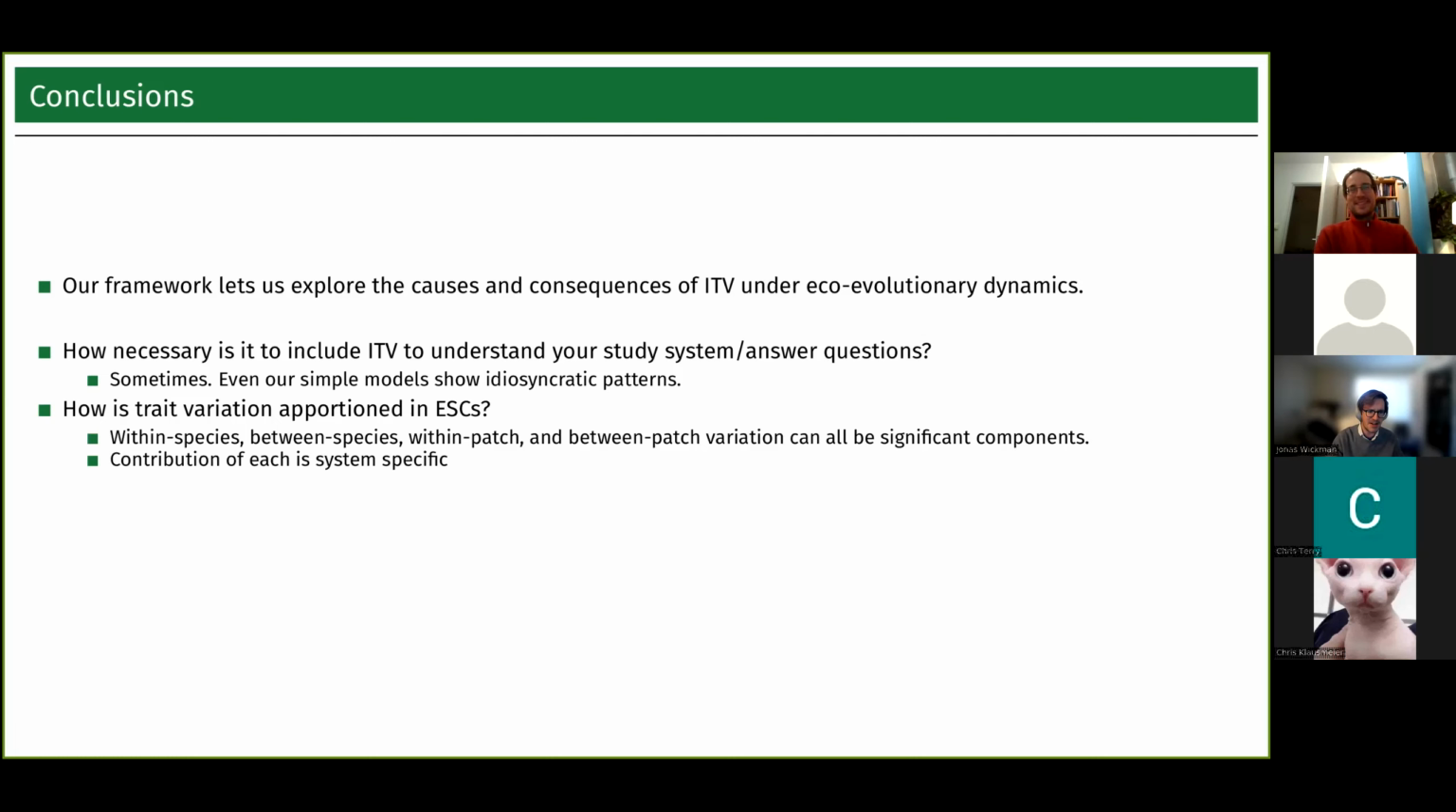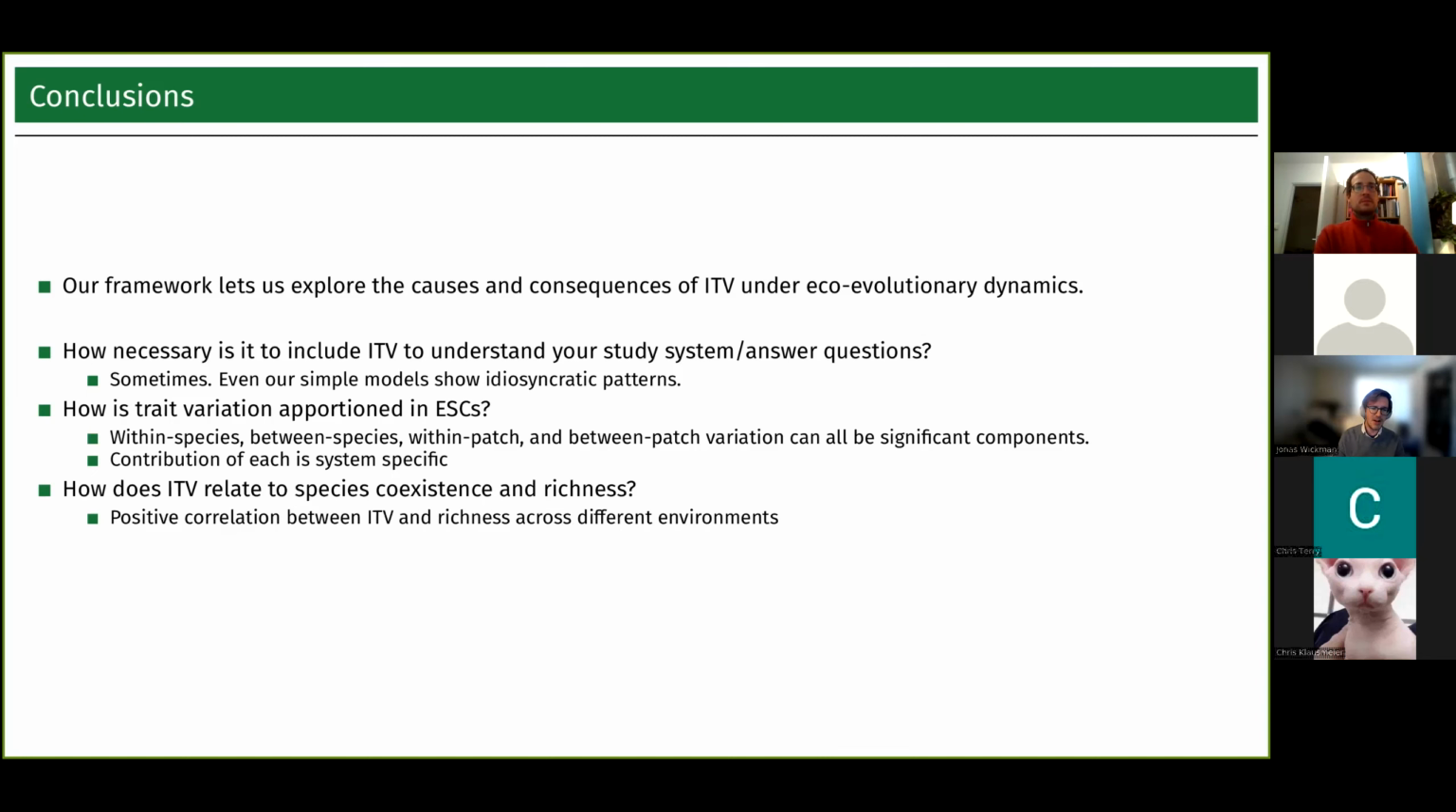But once again, it's highly system specific and hard to predict a priori. And then finally, how does ITV relate to species coexistence and richness? Well, I think it's important to be precise when you're asking these questions. For example, when we increased the resource spectrum width in the unstructured model, we saw both an increase in ITV and an increase in richness. So if you went out into nature and looked across this environmental gradient, you would see a positive correlation between ITV and richness.